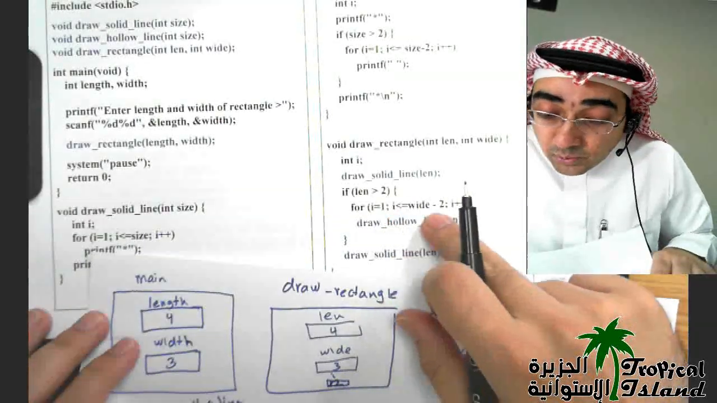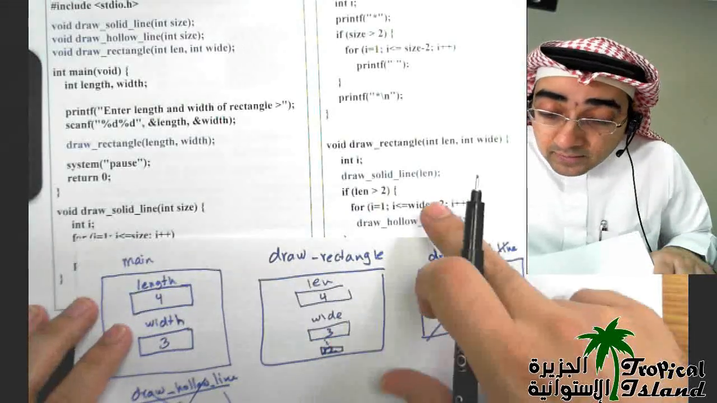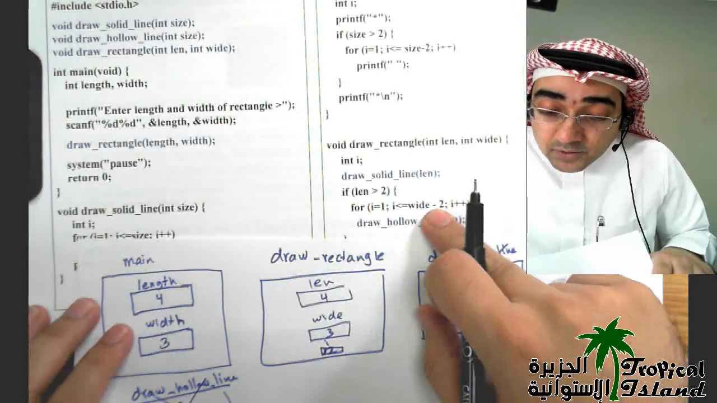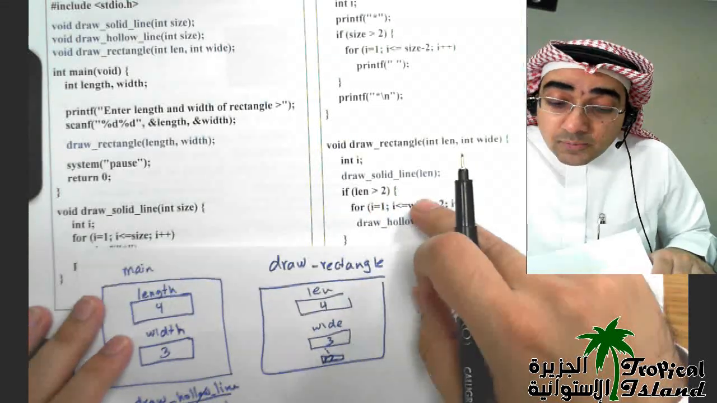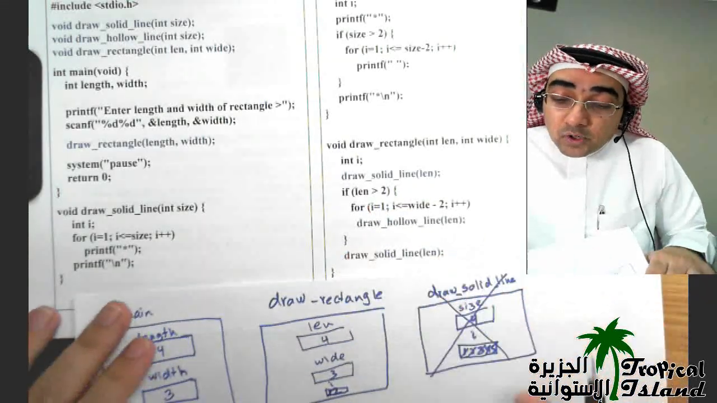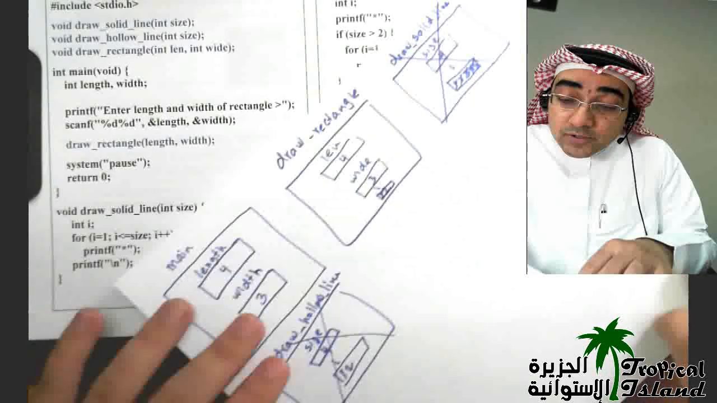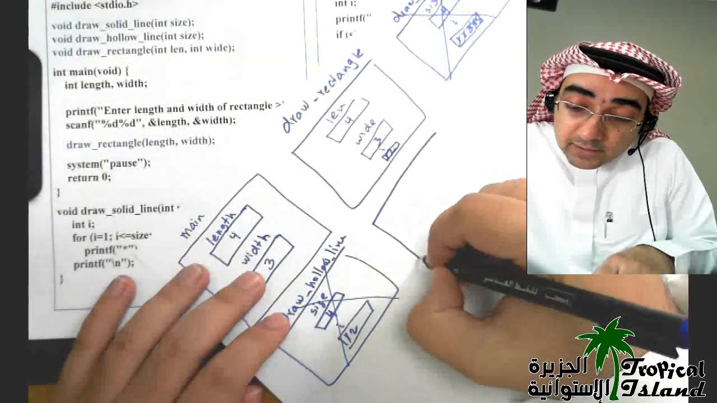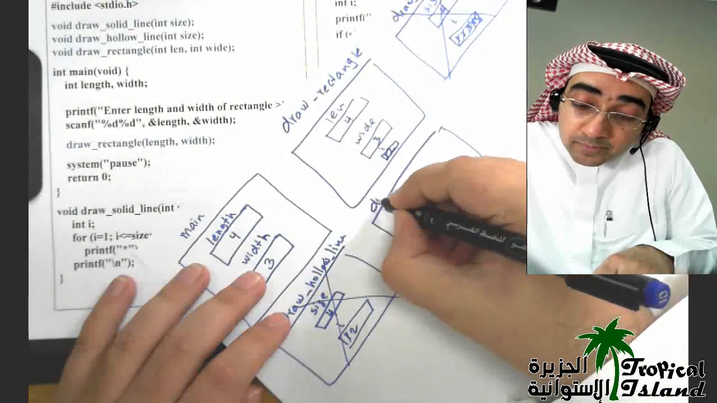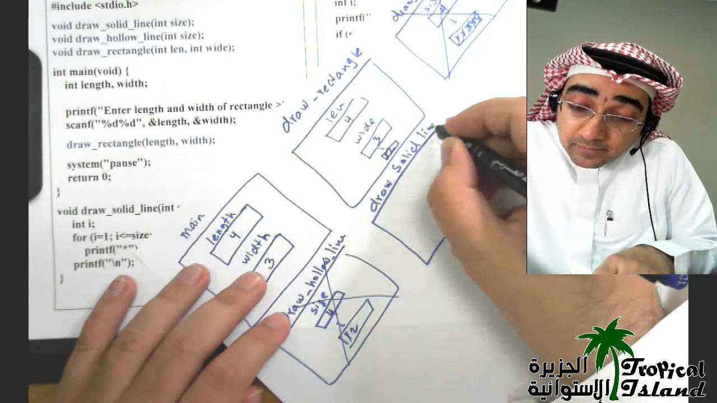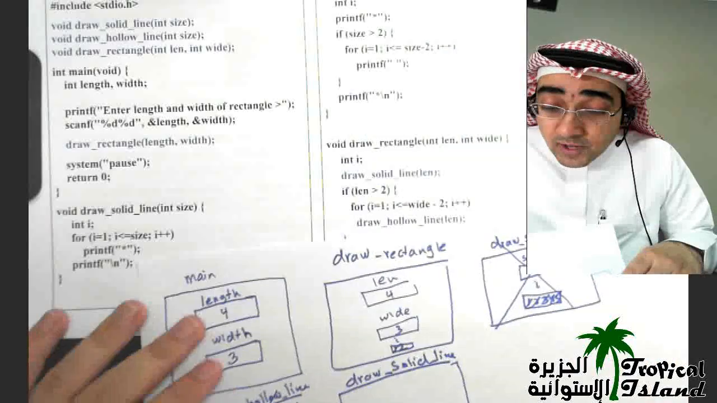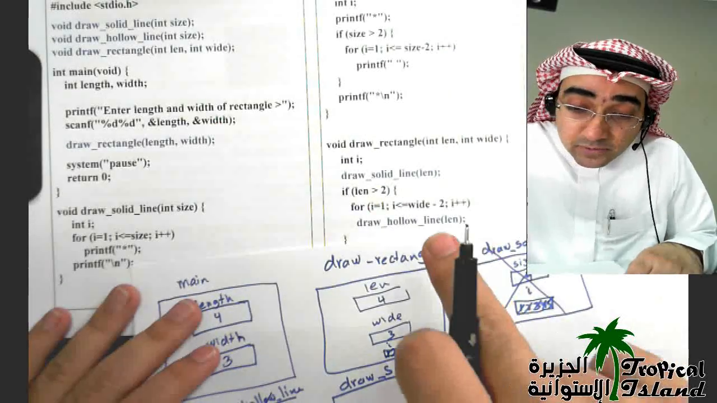Is 2 less than or equal to wide minus 2? Wide is 3. 3 minus 2 is 1. Is 2 less than or equal to 1? No, it's not true. So I'm going to jump out of the for, and I'm going to go to draw solid line. When I go to draw solid line, I'm going to be allocated a new memory called draw solid line.